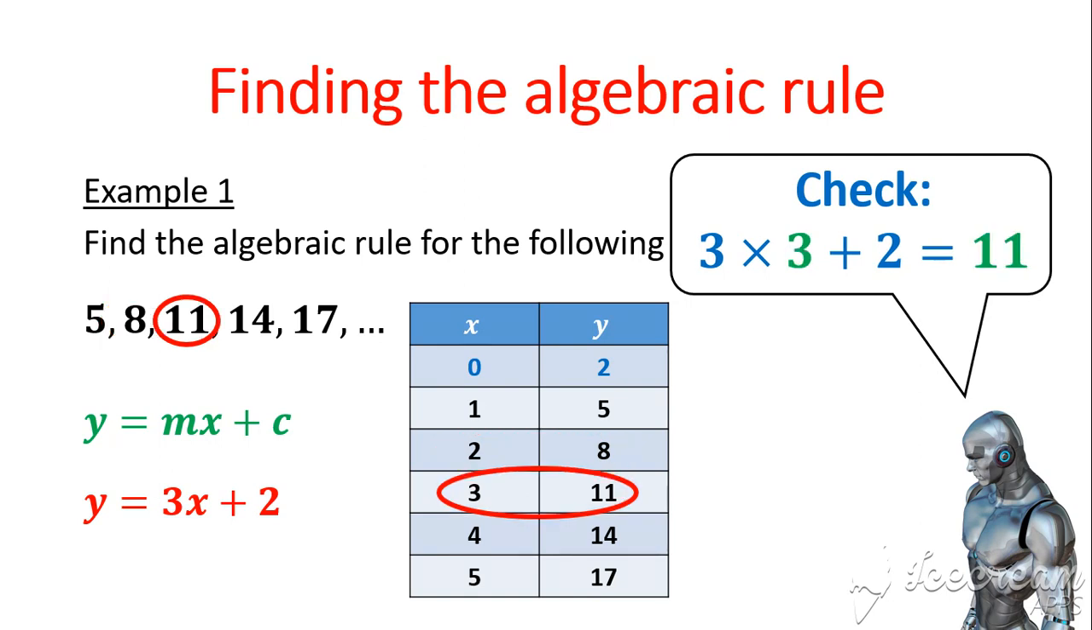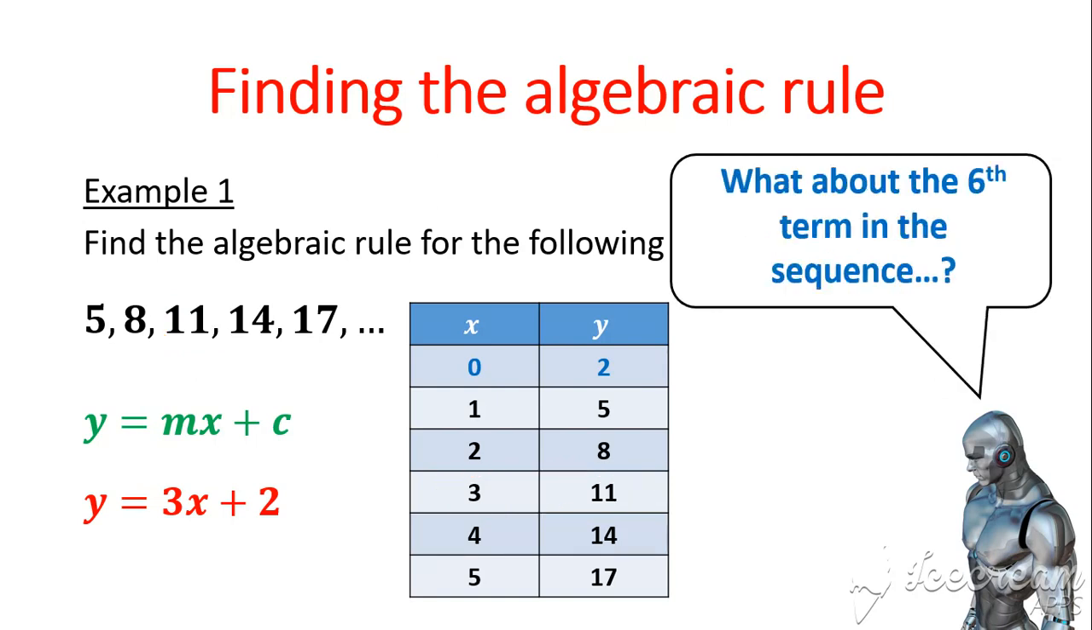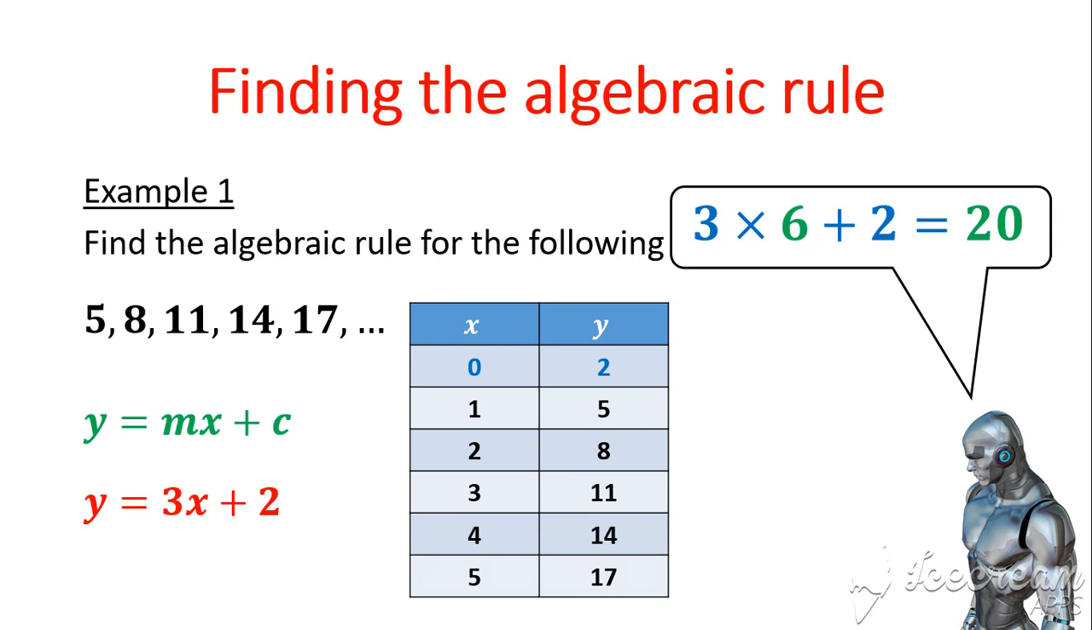What about the third term? When x is 3, we're going to go 3 times 3, which is 9, plus 2 more is 11. Yep, that works. And so on. So what would the sixth value be? Well, I haven't drawn it on the table. I can pretty quickly see that the sixth number should be 20, but let's check it works in the rule. 3 times 6 is 18, plus 2 more makes 20. So the rule does work.